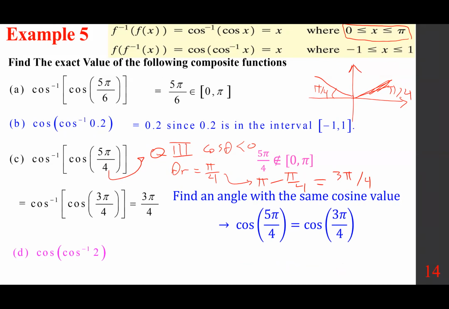What happens to part D? This must be between -1 and 1. In other words, if you were to write this cosine, just right here. This is theta, that means cosine theta is 2, and it can never be because cosine is between -1 and 1. And so therefore, it gives you an error, it doesn't exist, it's undefined, however you want to put that.